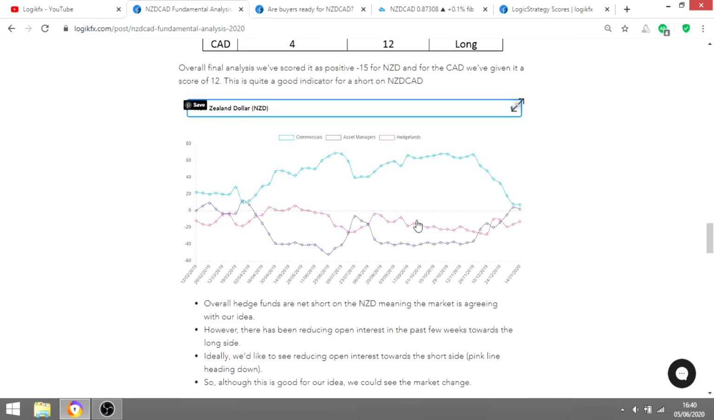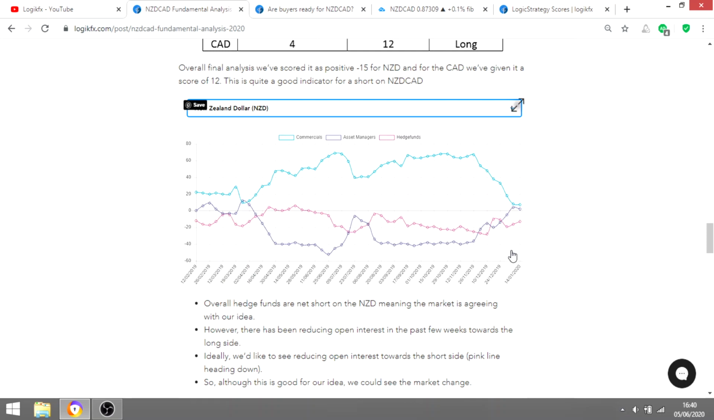So the hedge funds are in the pink, and quickly, a dumbed down breakdown of what this line means: there's a zero line here, plus 80, minus 60. Anything below zero means that the positions are short. Anything above zero means they're long. So below zero short, above zero long. And we're focusing on the pink line, the hedge funds here.